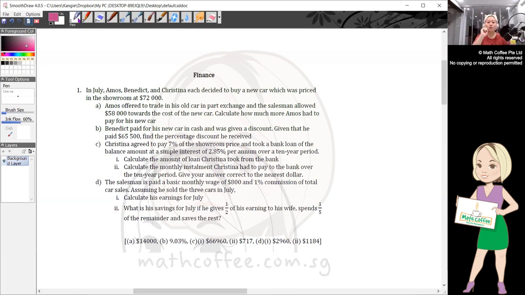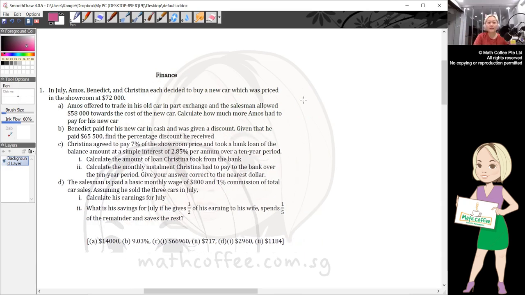So there's 3 different ways of paying. Amos offered to trade in his old car. And then the salesman allowed 58,000 towards the cost of the new car. This one is pretty easy. Calculate how much more Amos had to pay for his new car. So this one simply just take 72,000 minus 58,000 and you will get 14,000.